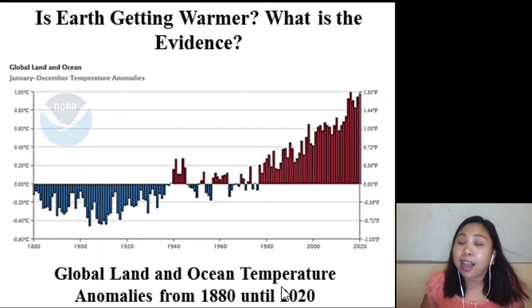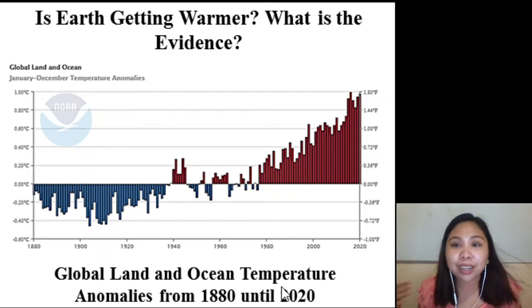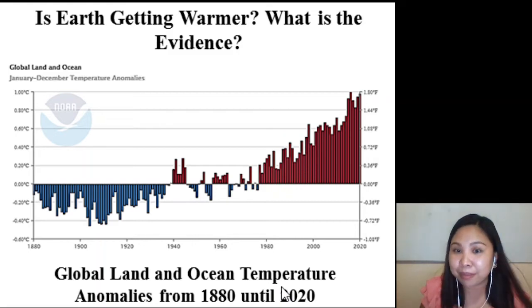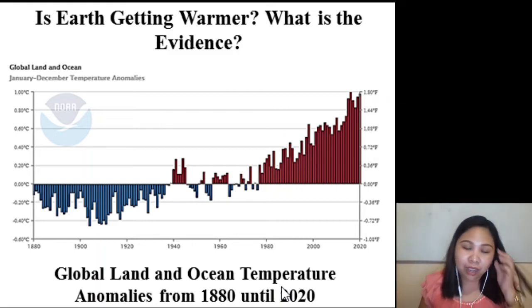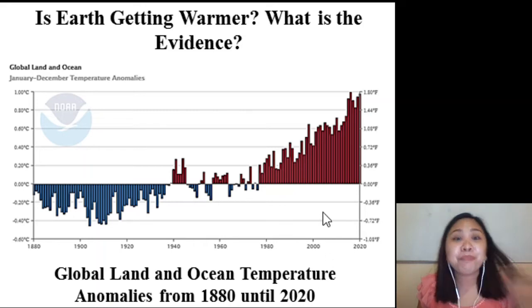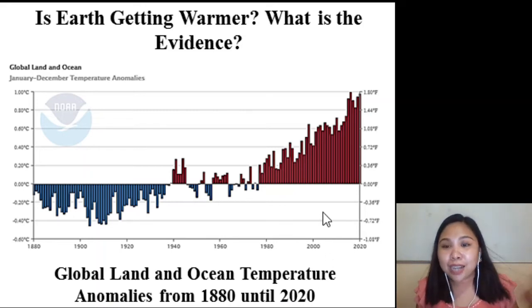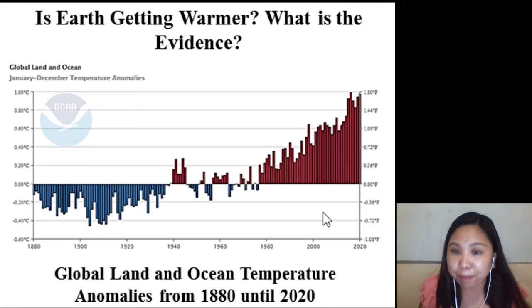Ayan, so, kapag may lagnat kayo, halimbawa, 37.5 is the normal body temperature. Once na maging 38 yan, sobrang init na ng inyong pakiramdam. So, that is how the Earth is feeling kapag there is a sudden change in its temperature.